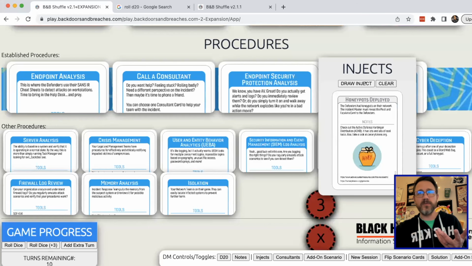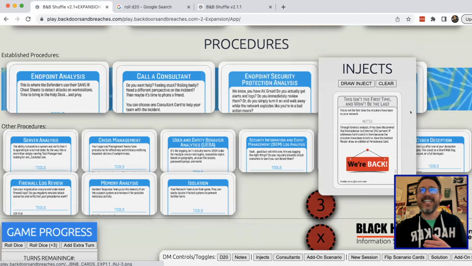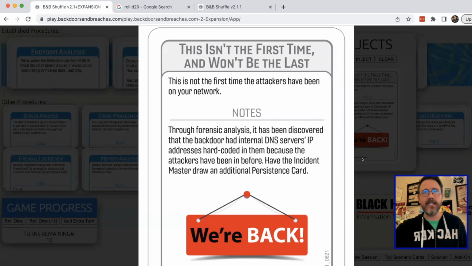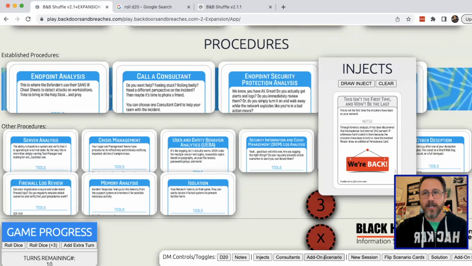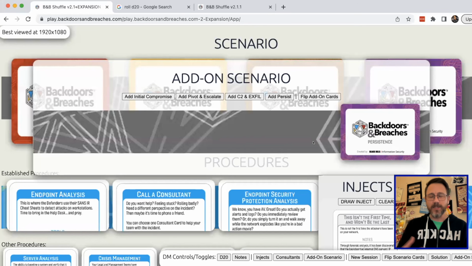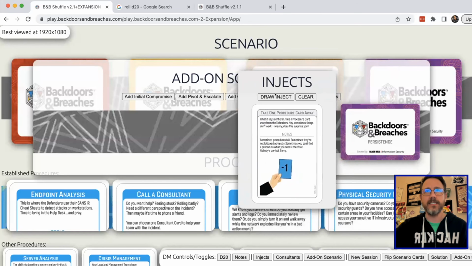Honeypot's deployed. This one comes from the original deck. This isn't the first time and won't be the last time. And so if you take a look here, have the incident master draw an additional persistence card. So you find in your environment that the attackers have hard-coded an actual backdoor. And so you go down here to add on scenario, and then you add an additional persistence card, but you don't get any more turns to try to solve everything. So now you have 5 cards to try to solve, or 5 cards in 10 turns.